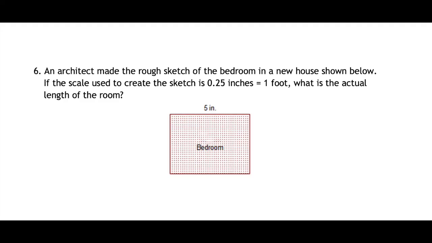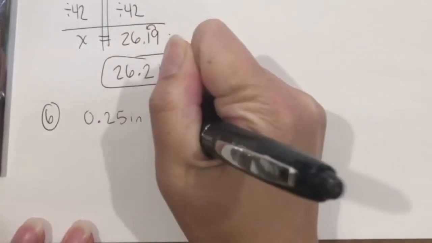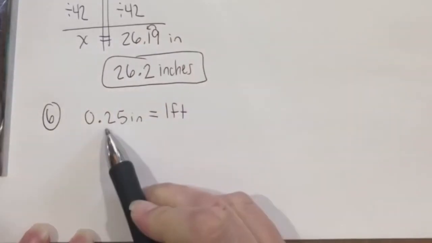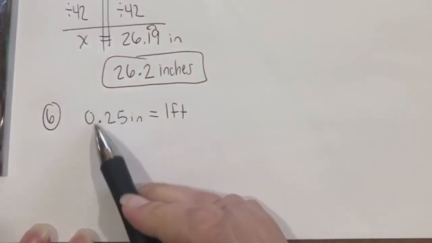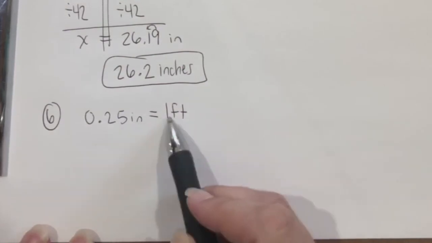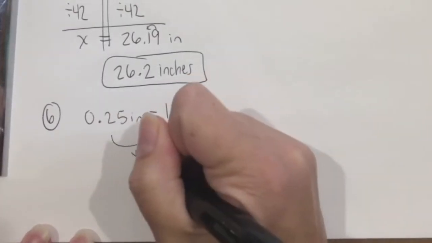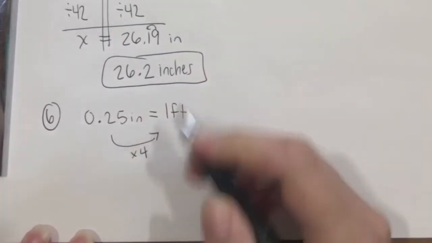Number 6. An architect made the rough sketch of the bedroom in a new house shown below. If the scale used to create the sketch is 0.25 inches is equal to 1 foot, what is the actual length of the room? So the scale is that 0.25 inches is going to equal 1 foot. And I already can tell that if we multiply 0.25 times 4, we will get 1. So I know that the scale here is that we have to multiply by 4. Multiply by 4 to get to 1 foot.